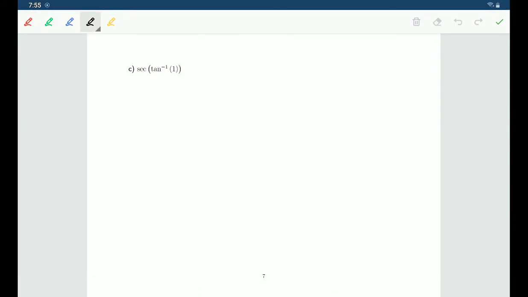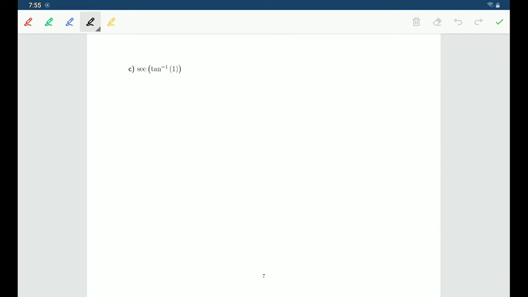Welcome back, everyone. We have one more example that I want to work through where the inside function is the inverse trig function. And then once we've done that, we will look at some examples where the outside function of a composition is the inverse trig function. So here we want secant of tangent inverse of 1.